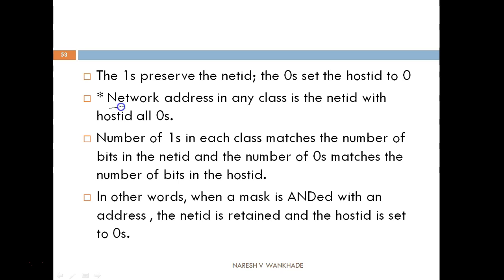You have to remember one thing here, that network address in any class is the net ID with host ID of zeros. Number of ones in each class matches the number of bits in the net ID, and the number of zeros matches the number of bits in the host ID. In other words, when the mask is ANDed with an address, the net ID is written and the host ID is set to 0, as we have seen in the previous example.